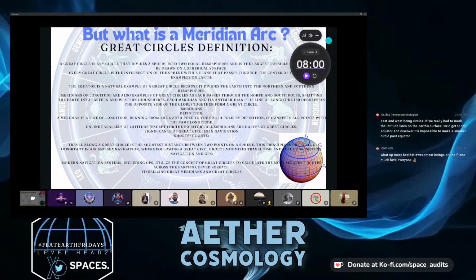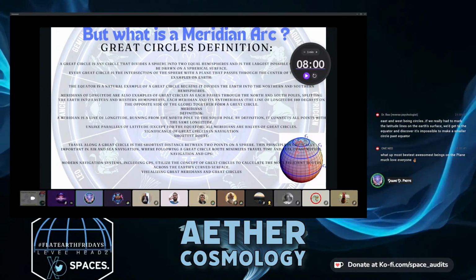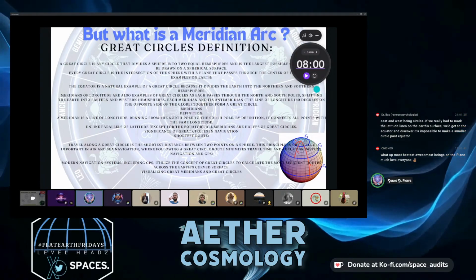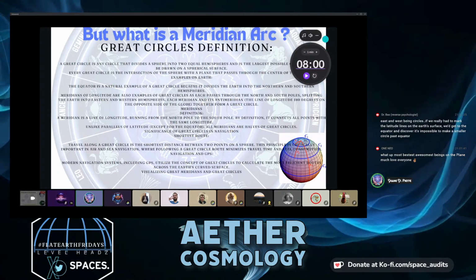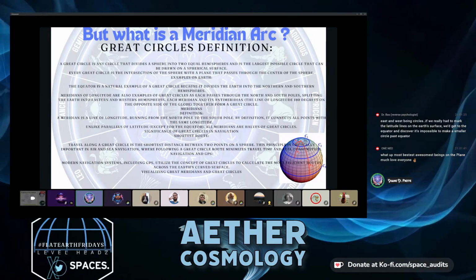Yeah. It's super important to have a great... what did I just say? Right, the intersection of a spherical plane, that right there is the basis of a geocentric coordinate system, the basis of a horizon-based coordinate system.